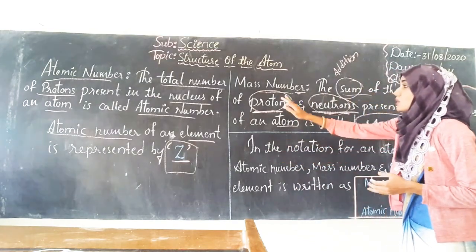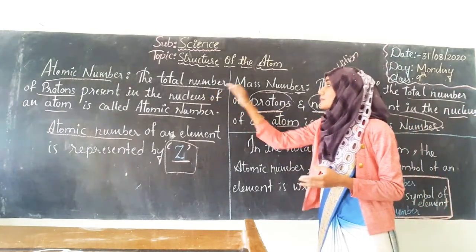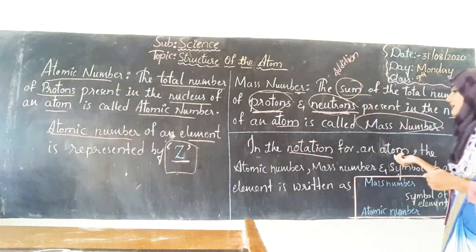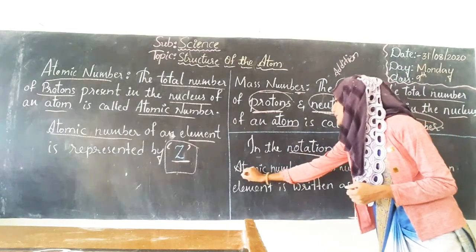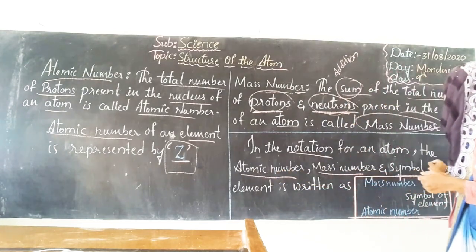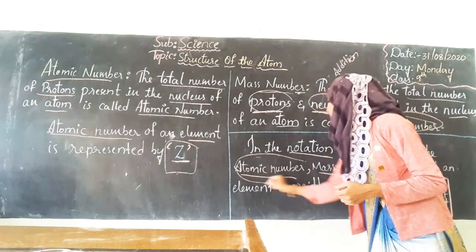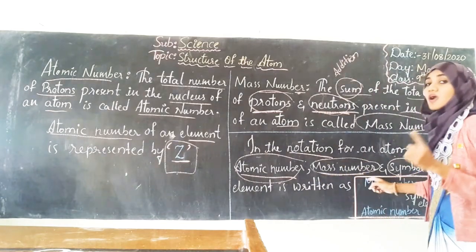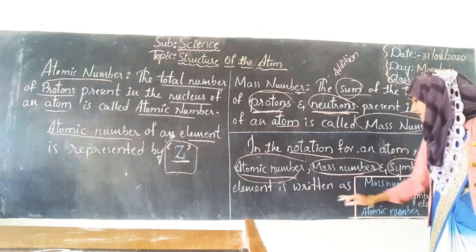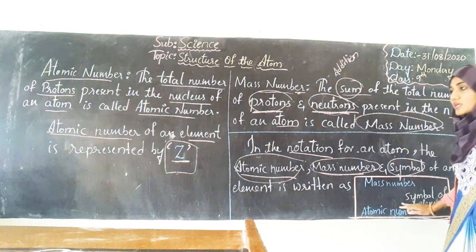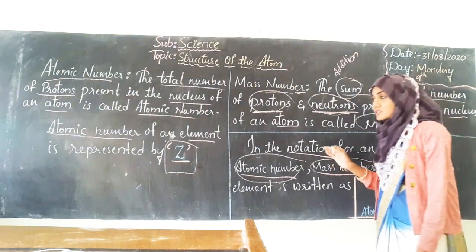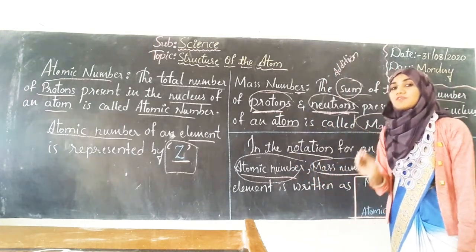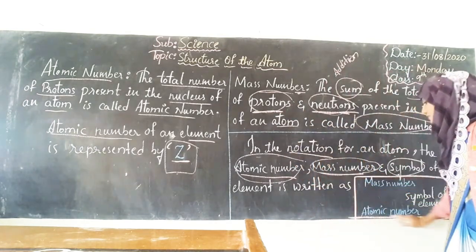Now how do we write the atomic number and mass number of a given element? In notation, for an atom, the atomic number, mass number and the symbol of an element are presented in this form. If you look at the periodic table, you might have observed that each element is presented in this type of notation.